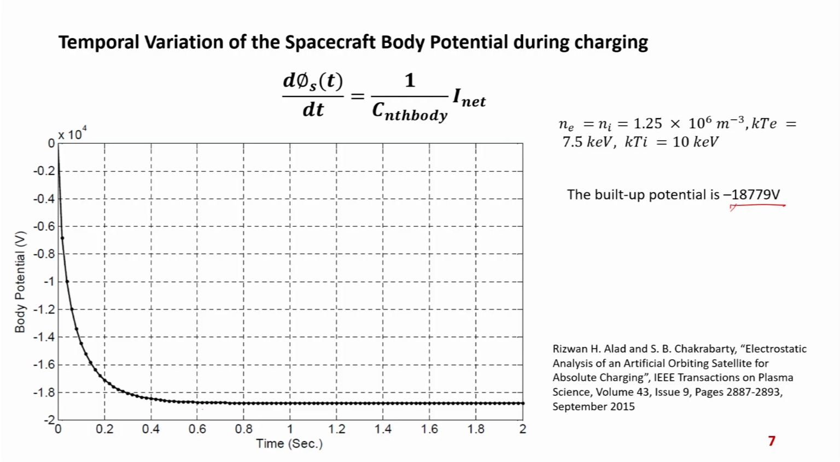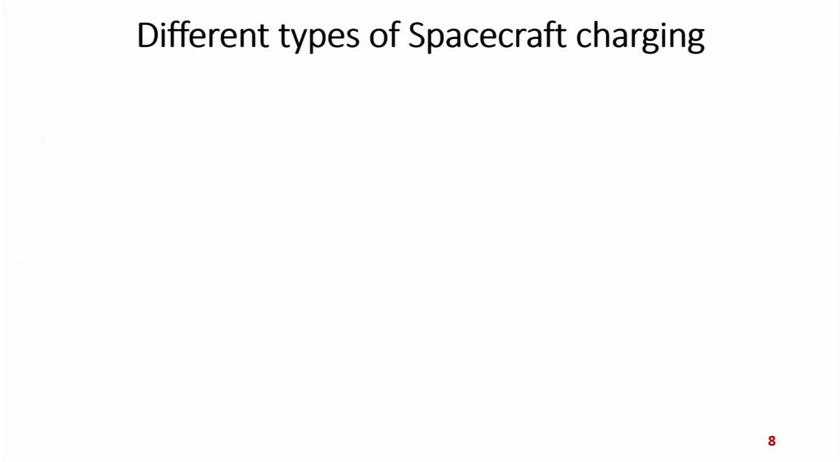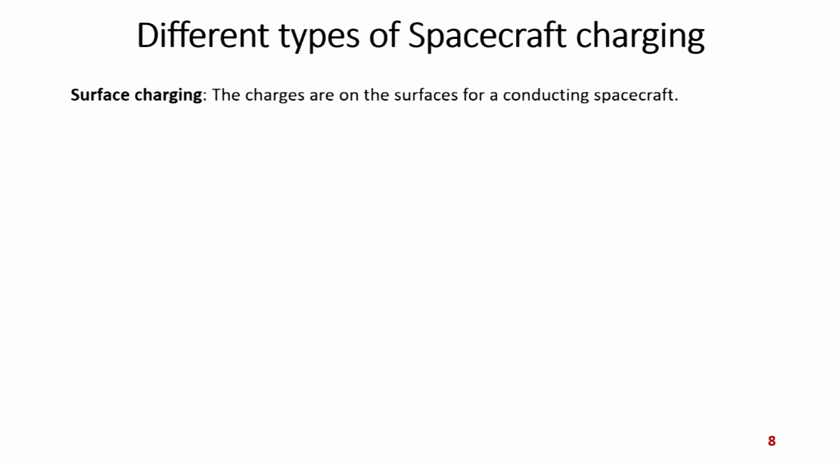Okay. So, this is all about, in brief, what the physics is, what the probe theory is, starting from the plasma. Now, we will see what the different types of spacecraft charging are. Whatever we discussed till now is surface charging, meaning the charges are on the surface of the spacecraft. You can consider the spacecraft a perfect conductor for the simulation, so the charges will not enter the spacecraft. That is called surface charging.